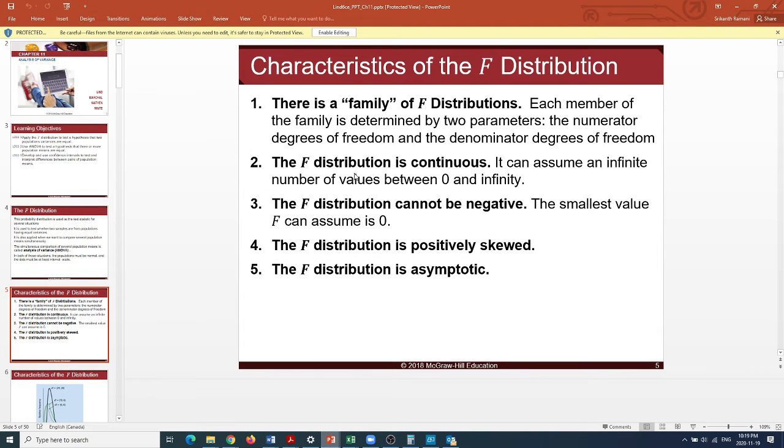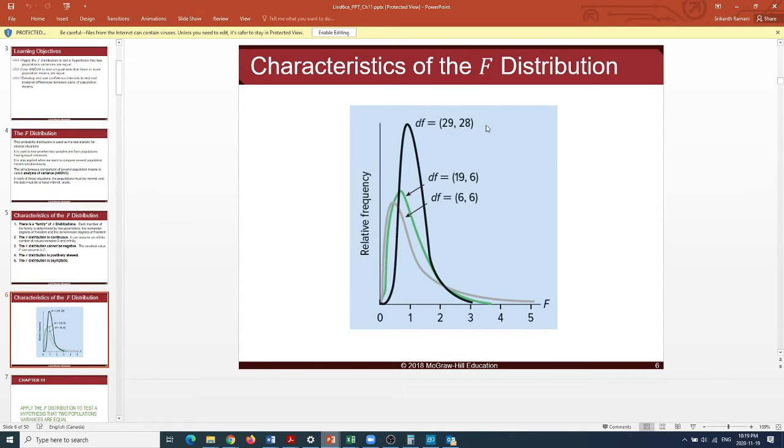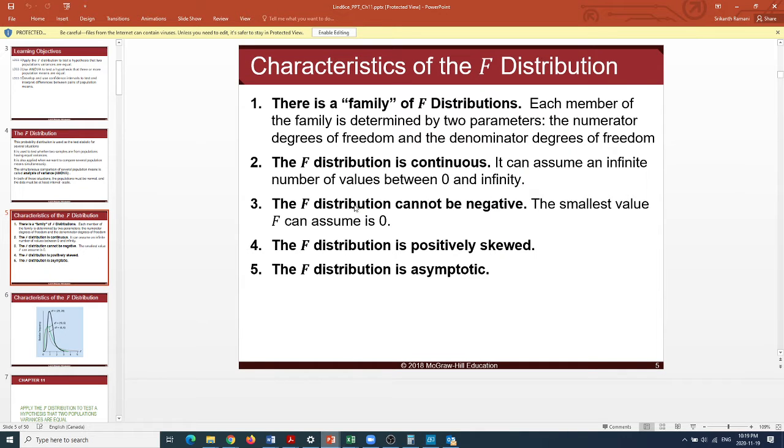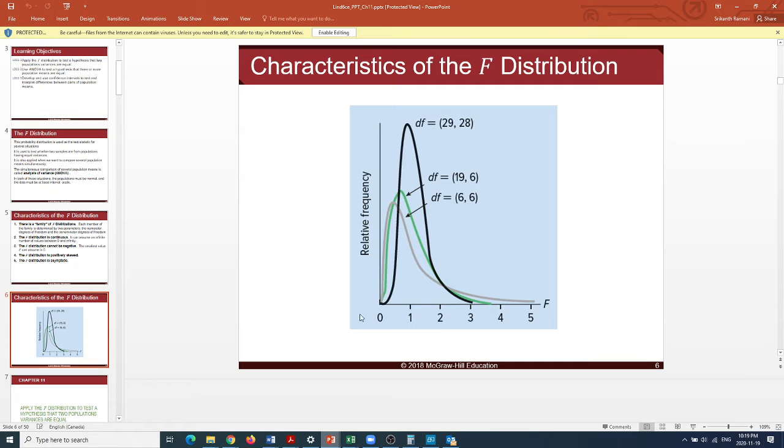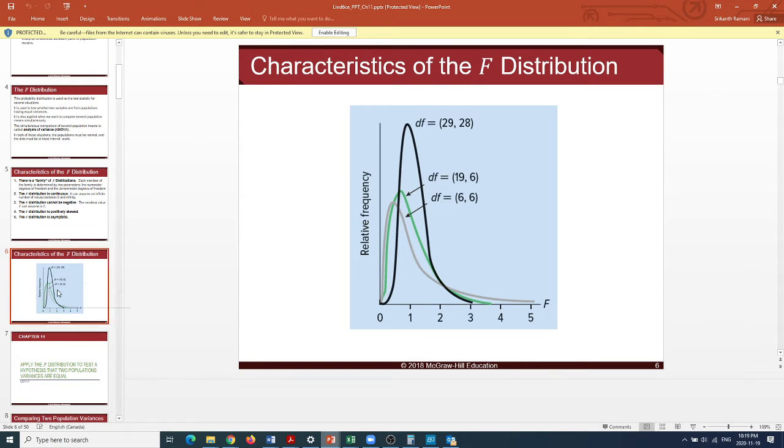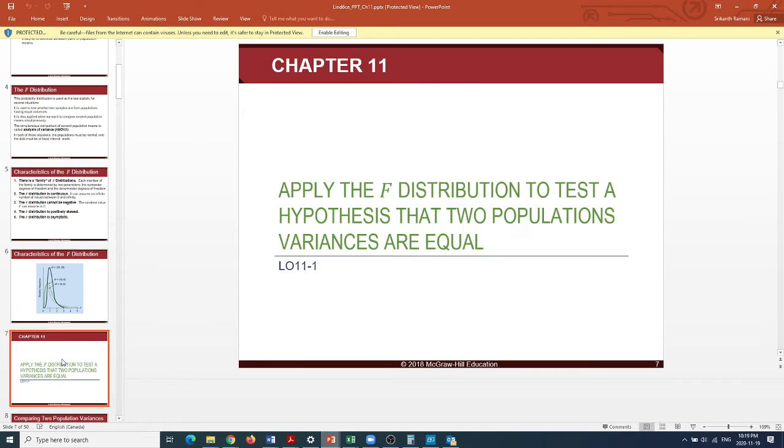So the F distribution, in some sense, is a family of distributions. It looks like this. It has 2 degrees of freedom, because when you're comparing two samples, you have a degree of freedom for each sample. And if the distribution is continuous, it cannot be negative, so the lower bound limit is 0. It is positively skewed for the most part. It's never negatively skewed, and it's asymptotic. This line almost never reaches the 0 level of frequency again. So these are some characteristics of the F distribution.